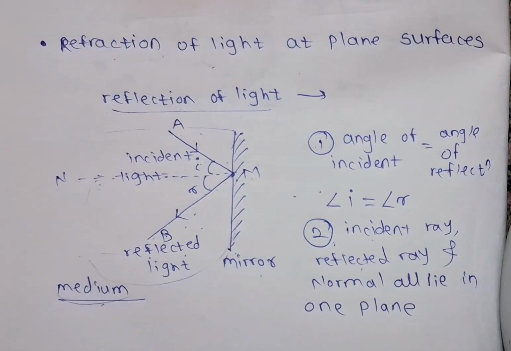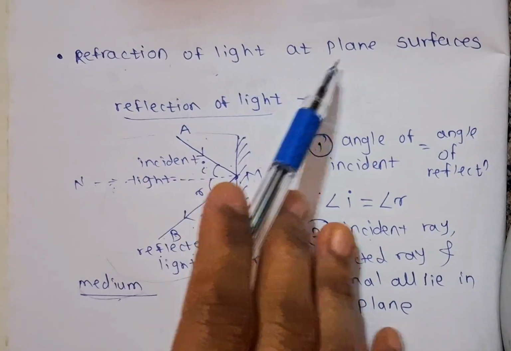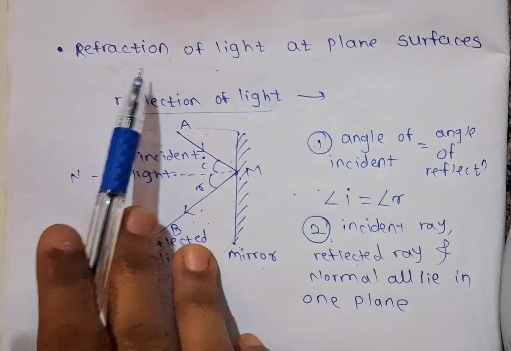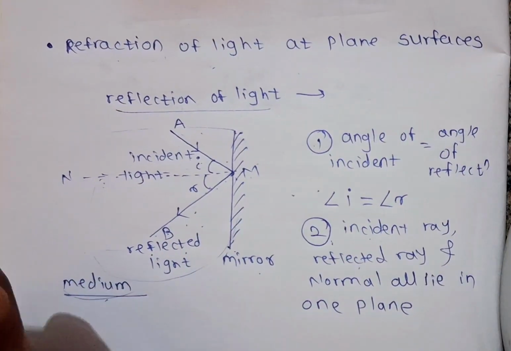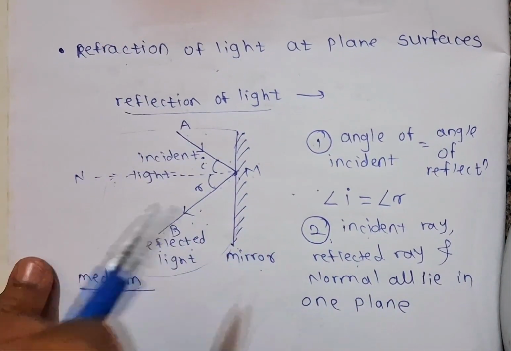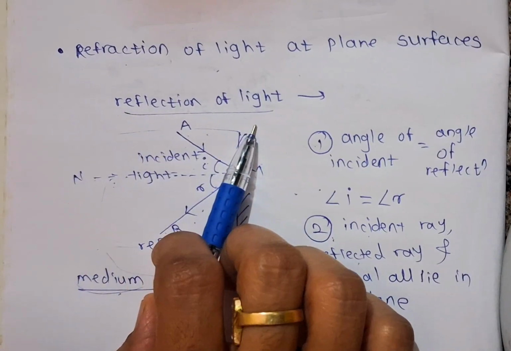Hello everybody, today we are going to see the refraction of light at plane surfaces. So what is refraction, its definition? Before going to refraction, we are looking towards the reflection of light. What is reflection of light?